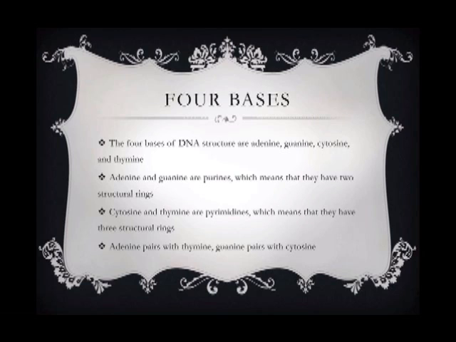The 4 bases of DNA structure are adenine, guanine, cytosine, and thymine. Adenine and guanine are purines, which means that they have 2 structural rings. Cytosine and thymine are pyrimidines, which means that they have 3 structural rings. And you can remember that by remembering that they both have a Y in them and that a pyramid is 3. Adenine will always pair with thymine, and guanine will always pair with cytosine.